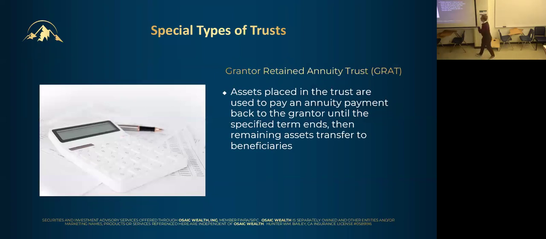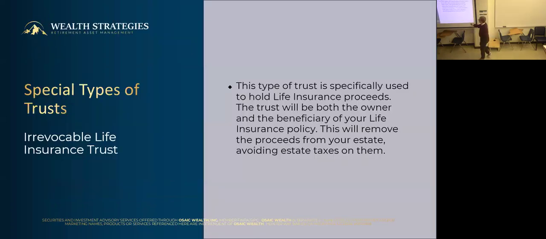Grantor retained annuity trust, one thing I briefly talked on earlier. Assets placed in the trust are used to pay an annuity payment back to the grantor. There's a little bit of calculation that happens there about how much that annuity payment is going to be. And then the remaining assets transfer to the beneficiaries. So if you want to take your big chunk of money, stick it in a grantor retained annuity trust, you take off your lifetime income, then when you pass, whatever beneficiaries you've named will receive everything else. It's the same thing as the charitable remainder annuity trust, you're just not leaving it to charity.